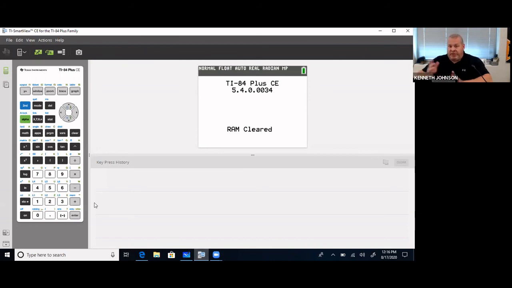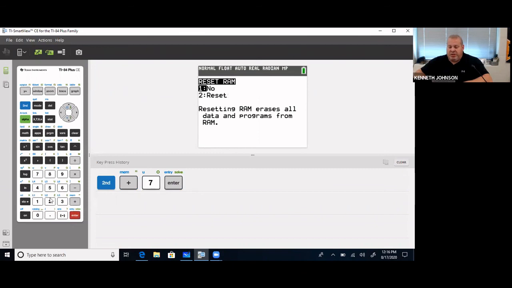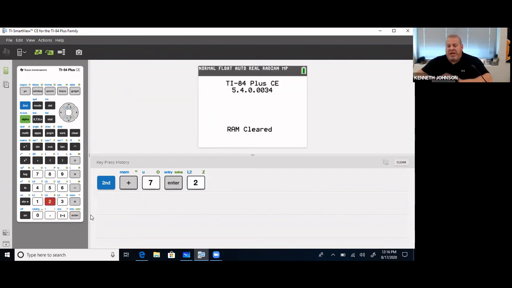First thing I always like to do, if I'm picking up a calculator that's not mine, meaning I picked one up from the back closet or whatever, I always reset it because I don't know what crazy things people have done to it. They've changed the window size, they've changed the variables, it doesn't matter. So second plus 7, enter 2. And what that does is it resets it back to your factory defaults. So it gets rid of any personalized settings that somebody may have done.